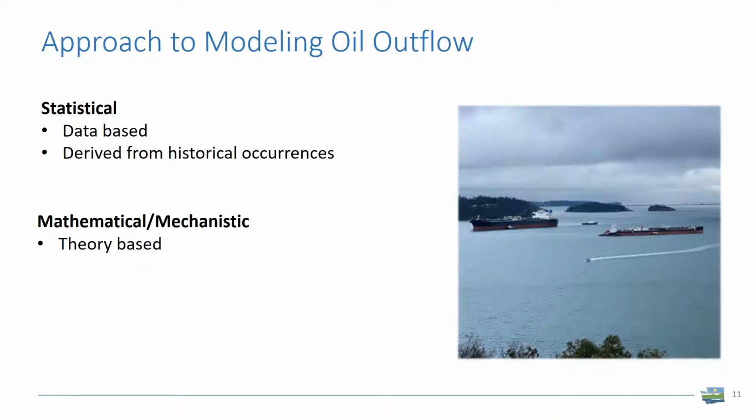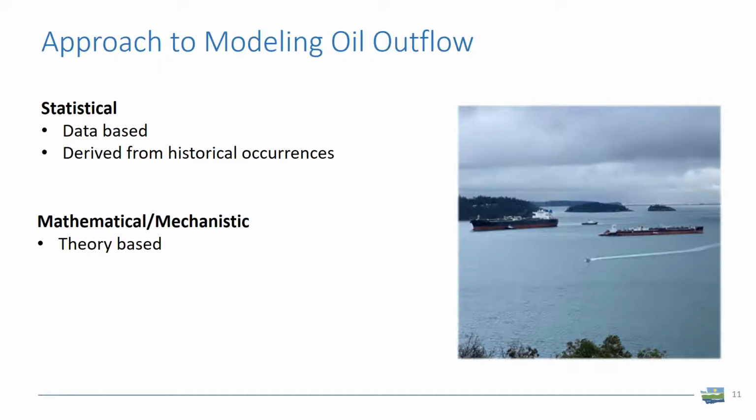Okay, so how are we going to do this? How are we going to answer those two questions: did a spill happen, and how much oil was spilled? So as always, as a modeling team and as a research team, we start with a literature review. And our literature review identified that there's essentially two categories of oil outflow models: statistical approaches that are based on data, and mathematical or mechanistic approaches that are based on theory.